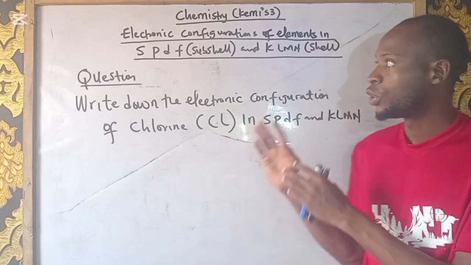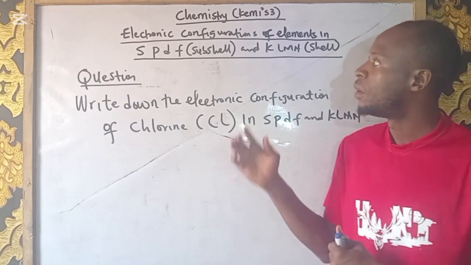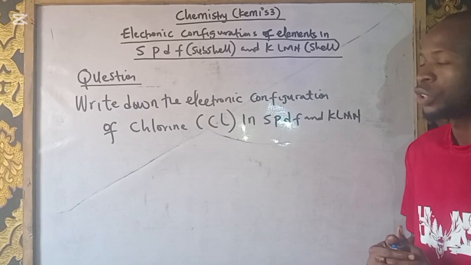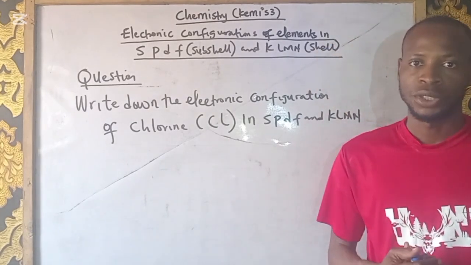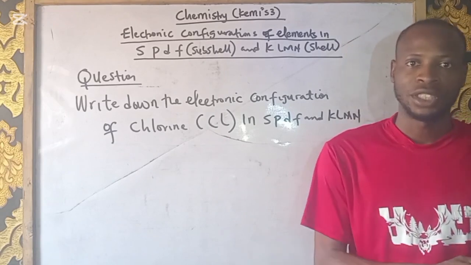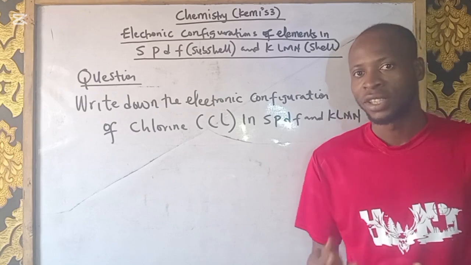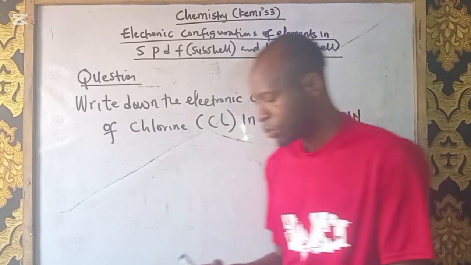So we have a chemistry question on the board for us to look at today. And this question is based on electronic configuration. We want to write down the configuration of chlorine in form of the shells and the subshells, which means in form of the SPDF format and the KLMN format. So stay with me. Now we have the question on board.